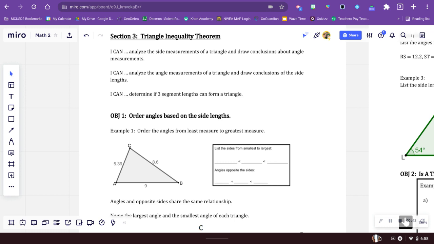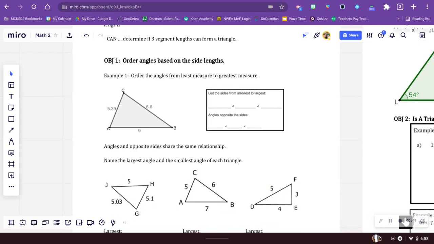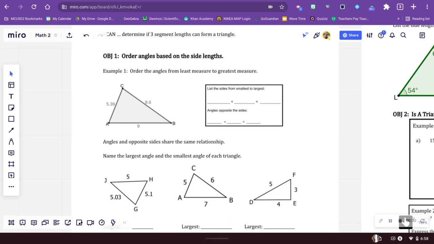Okay, so we're going to jump right in here to example number 1. If you don't have paper with you, please go ahead and grab some paper so you can jot down some examples and have that resource to use on your practice problems today. So the first example says to order the angles from least to greatest. If you look at our diagram, all we have are side measures. So we have the lengths of all three sides of this triangle. So the first thing is, let's order the sides from smallest to biggest.